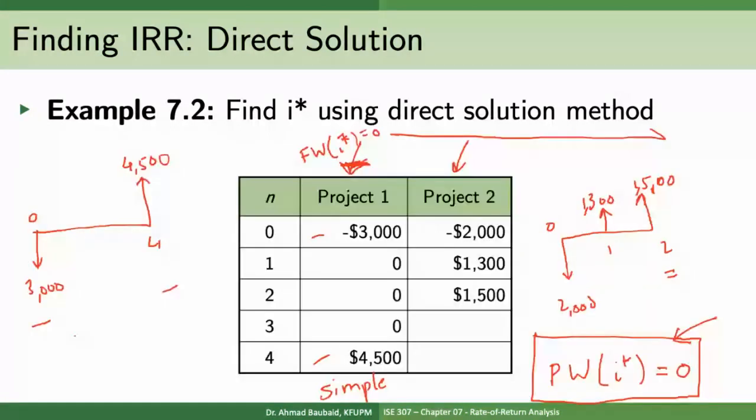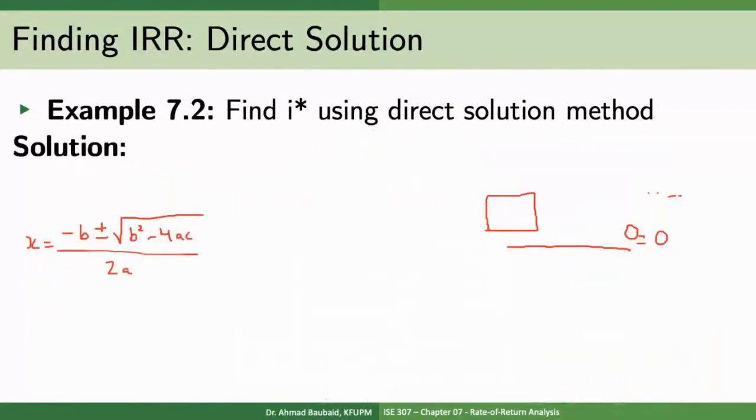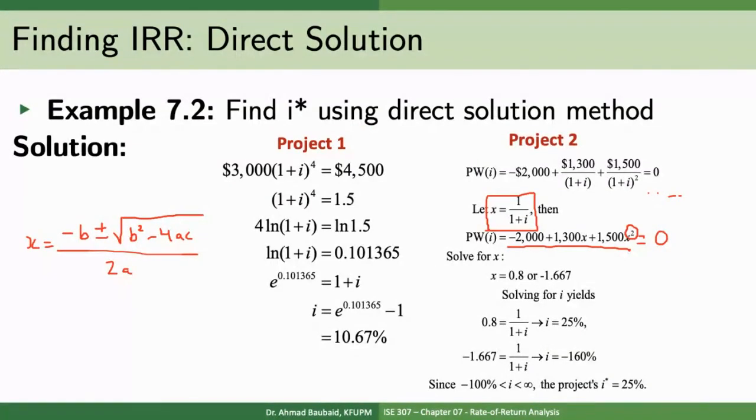But if you look at this cash flow here, hopefully you all agree that this is a simple cash flow. So how can I have two roots potentially? I'm saying that because it's a simple cash flow, you have a unique rate of return. And the answer is, well, in this case, if I solve for x, let's see what I get. If I use this equation, I get two possible solutions, right? One is x equal to 0.8. The other is x equal to minus 1.667.